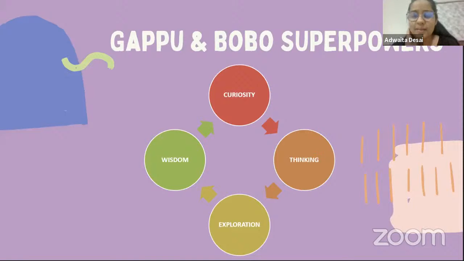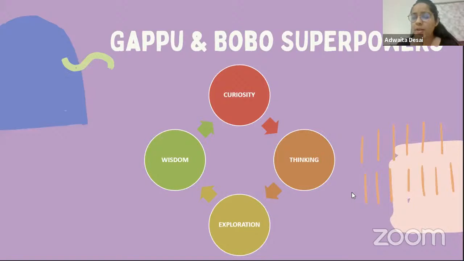Can somebody tell me? First you have to tell your name and then tell me all the 4 superpowers. Ma'am, Darshini. Come on, Darshini, give me all the 4 superpowers. Curiosity, thinking, exploration, and wisdom. Yes, curiosity, thinking, exploration, and wisdom. Now I want somebody else to answer. Miss, can Pranjal? Yes, definitely. Come on. Curiosity, thinking, exploration, and wisdom.